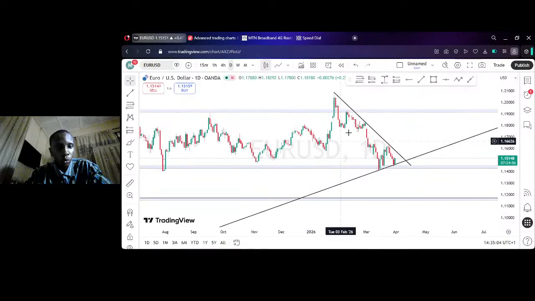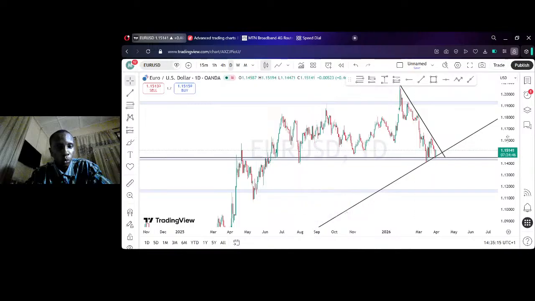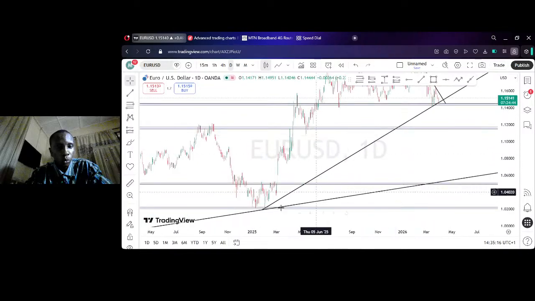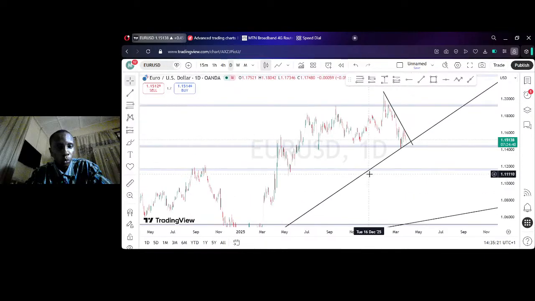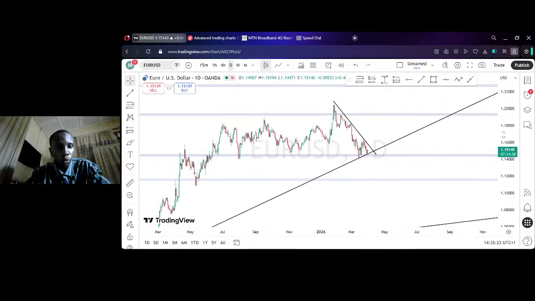And also right here, price pushed to this support level, and price was reacting on this support level, and price has been pushing to the downside right here. Like I've said, in as much as price is still trading on this trend line right here, we are still bullish. The Euro USD is still bullish to the upside.